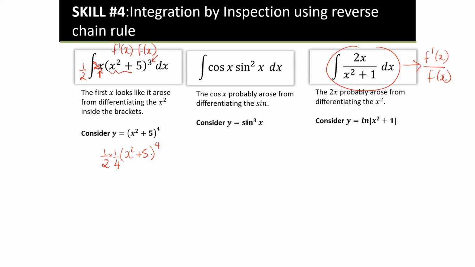If I think about differentiating that, the 4 will come down. I'll leave the inside alone, I'll take 1 off, which will get me back to the 3. Then I'll times by the 2x, which will come on the front, and then that 2 will divide there by that one. So altogether, this is going to be 1/8 (x squared plus 5) to the 4.